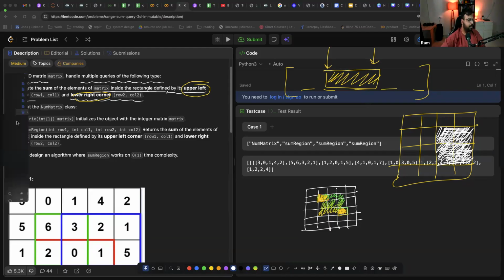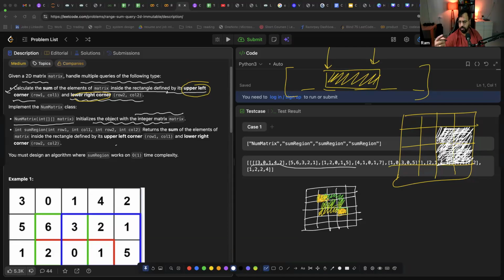Okay, let us read the question, see what it says. So it says NumMatrix will be initialized with the integer matrix. Basically it is saying that we will be given one matrix, just like earlier we were given nums. Here we will be given a 2D array. Earlier it was a 1D array, now it is a 2D array. And we need to implement two methods here.